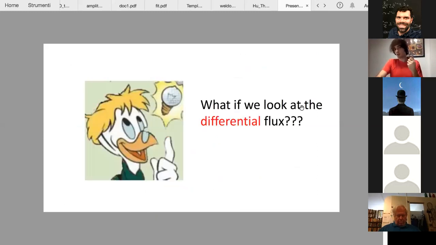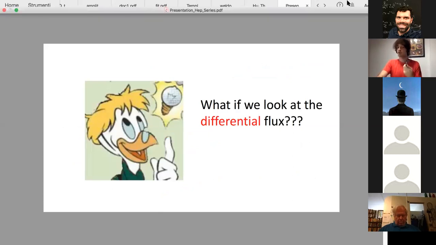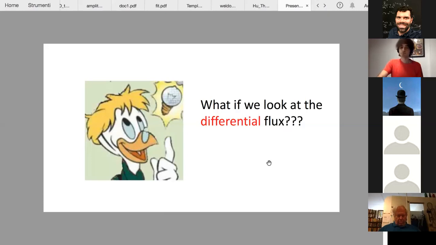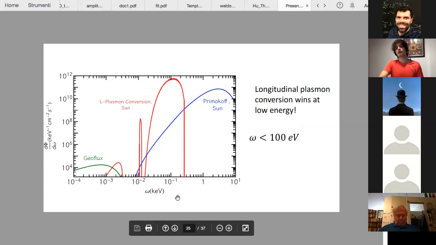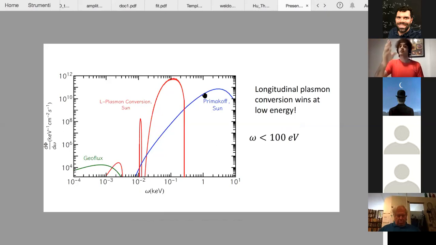But then we thought, okay, after you look at the total luminosity, there is another observable that you look for. It is the differential flux, okay? And for the differential flux, the situation is much better. So you have the frequency on the x-axis and the differential flux in these units on the y-axis. And then I show 3 different processes. The blue line is Primakoff from the sun, so it's the flux at the Earth from the sun. And you see that it's peaked as usual at around 3 keV, more or less.